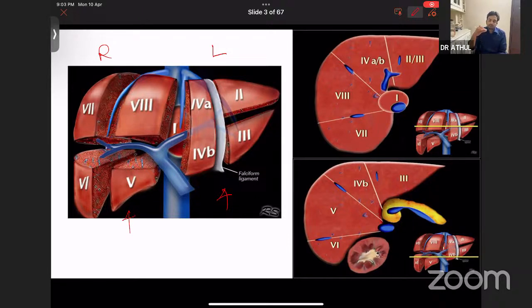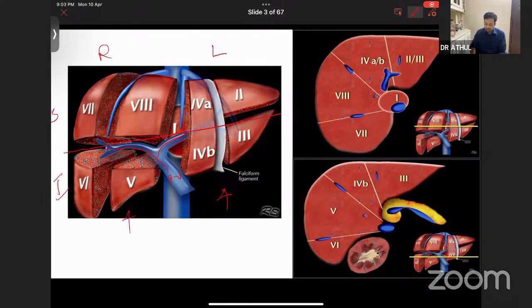We can also simply divide it into superior segments and inferior segments. This is the portal vein, and the portal vein divides into the right branch and the left branch of the portal vein. The segments above this division of the portal vein can be termed superior segments, and the segments inferior to that can be termed inferior segments. So 2, 4A, 8, and 7 will be the superior segments, and 3, 4B, 5, and 6 will be the inferior segments. So you know the anatomy well.